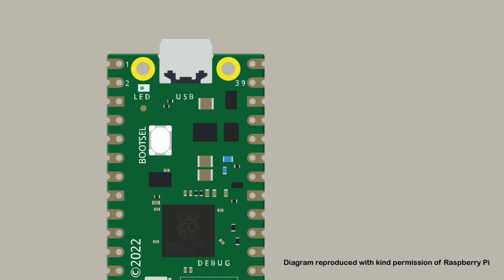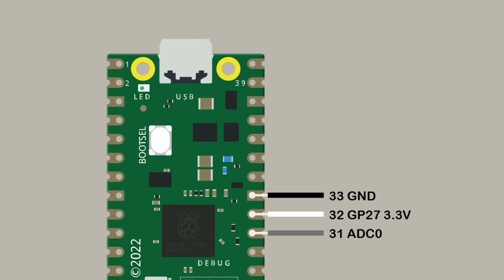Now let me take you through the wiring and explain which pins we're using and why. The three physically adjacent pins are 31 to 33, with 32 and 33 providing the power to the sensor. Although as far as the Pico is concerned, 32 is actually GP27, and we've got that programmed to turn on immediately after deep sleep. The signal from the sensor goes to one of the analog digital converter pins, ADC0.